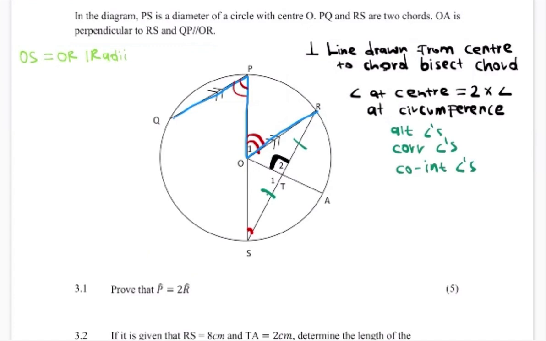Then after telling that information, you're going to say, now we can say S is equal to R. Why are we saying so? Because angles opposite equal sides.